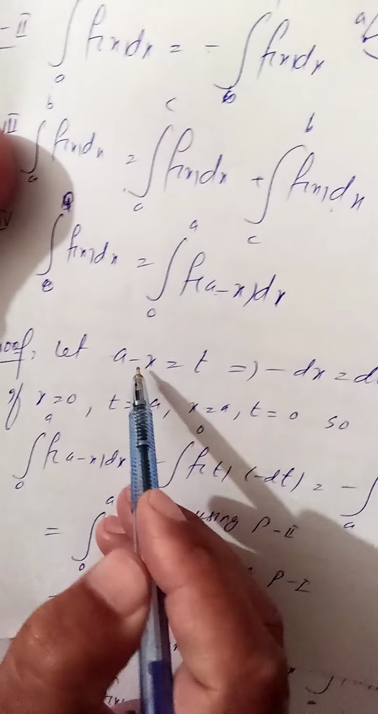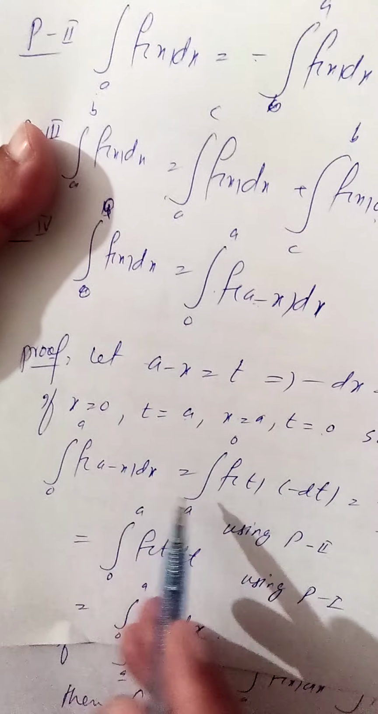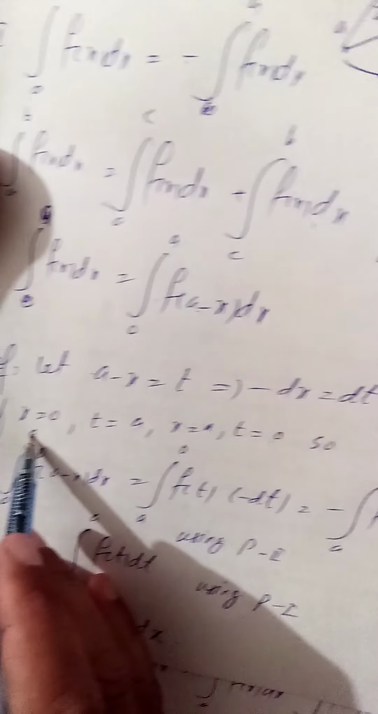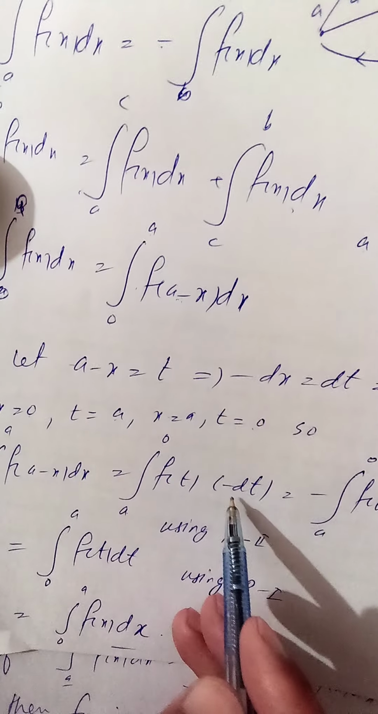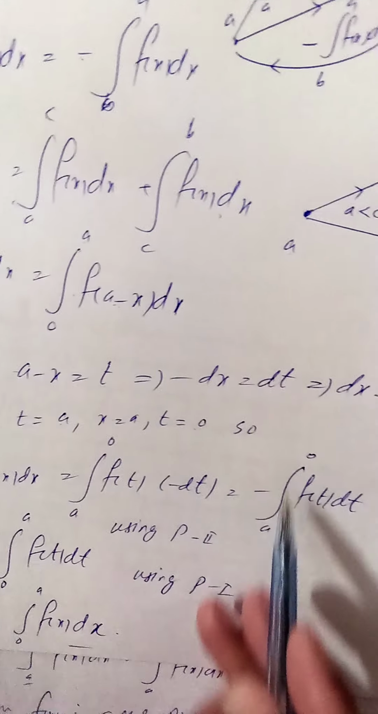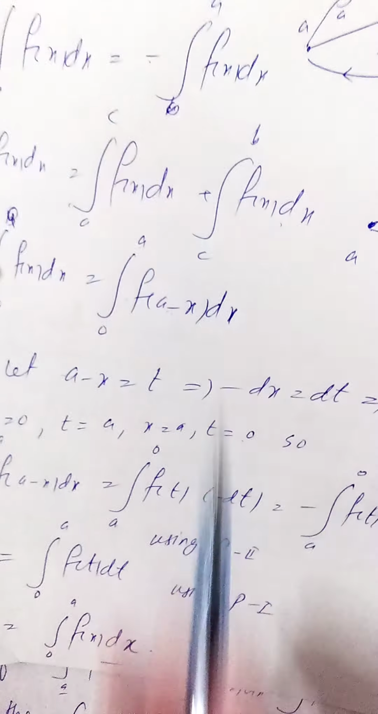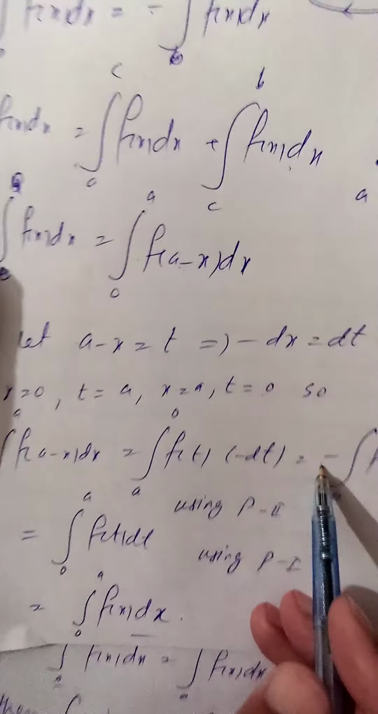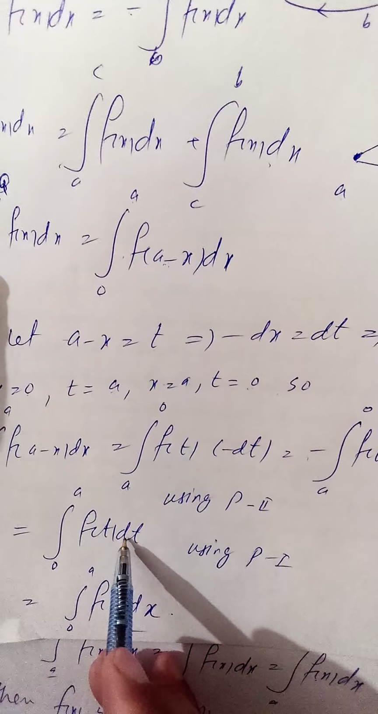If x is equal to a, then t is equal to 0. So this integral becomes, at x equal to 0, t is equal to a, and at x equal to a, t is equal to 0, of f of t minus dt. Taking the minus out, from a to 0 f of t dt. Using property 2, this minus will reverse the integral limits, and this will become minus minus, plus the integration from 0 to a of f of t dt.